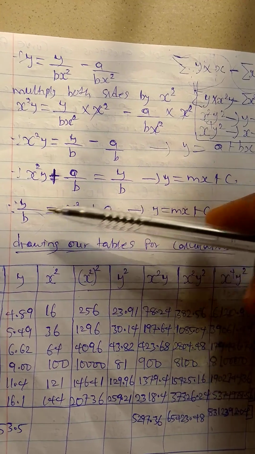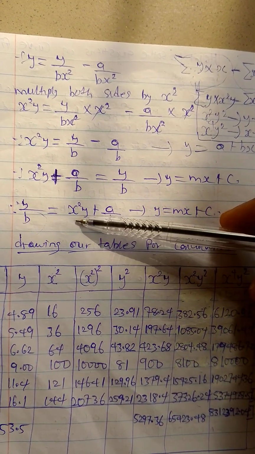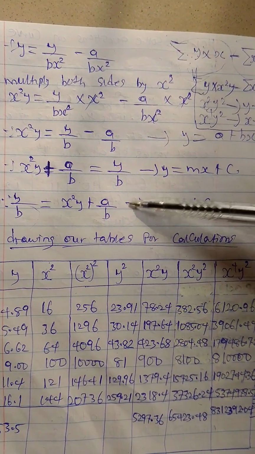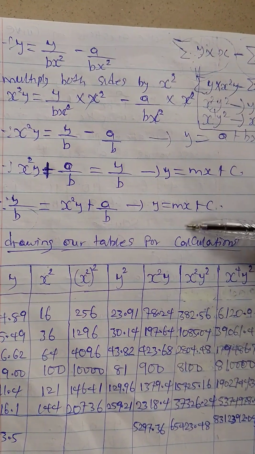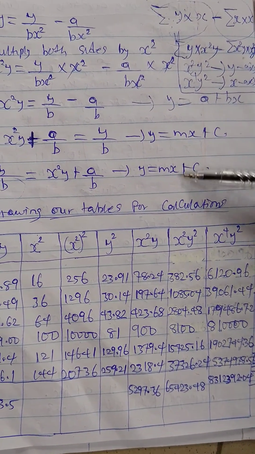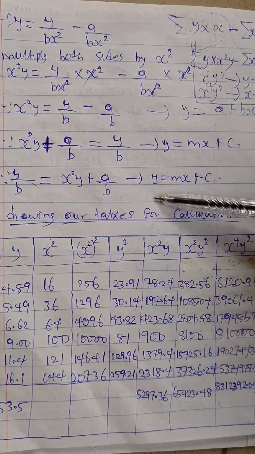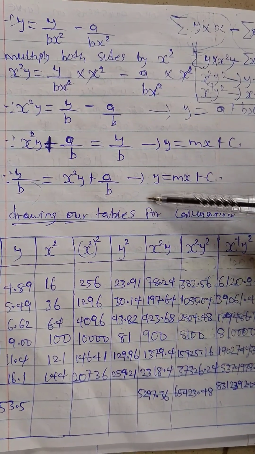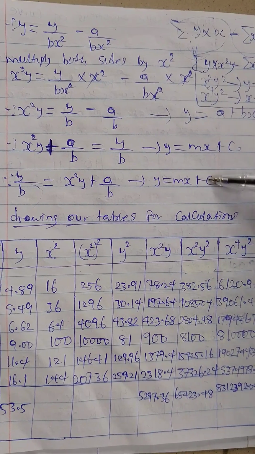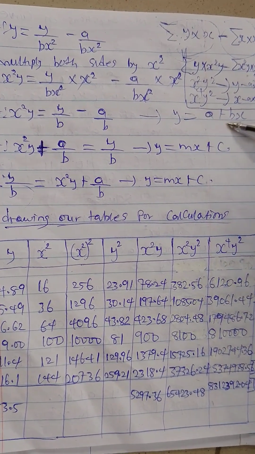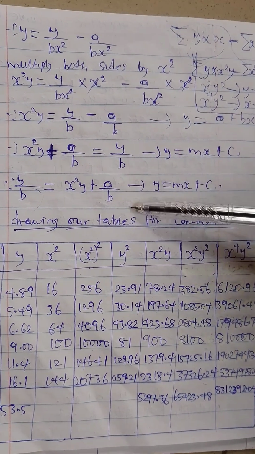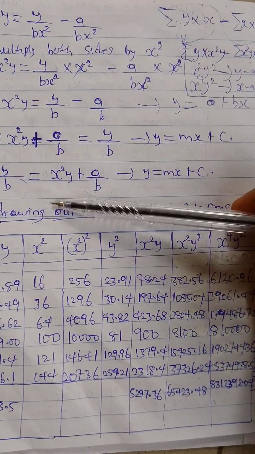Making this stand alone, we have y over b equals x squared y, and this crosses over here to become plus a over b. It's the same thing as the equation y equals mx plus c. So if you check this equation now, it is in the form of y equals mx plus c: y is y over b, x is x squared y, c is the constant, and the constant is a over b. The same thing is applicable here: y is y over b, the constant is a over b, and x is x squared y.